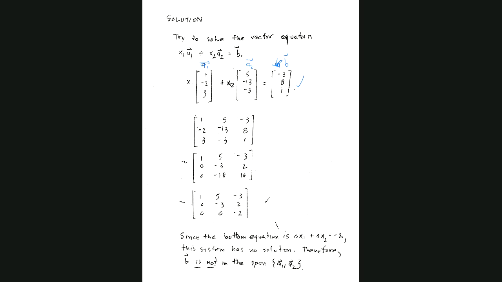Sometimes I've seen students start with the augmented matrix. We know this vector equation is going to be converted to an augmented matrix, but you should not start the problem with the augmented matrix. You should start with the vector equation, because that's where the augmented matrix comes from. It comes from the vector equation.